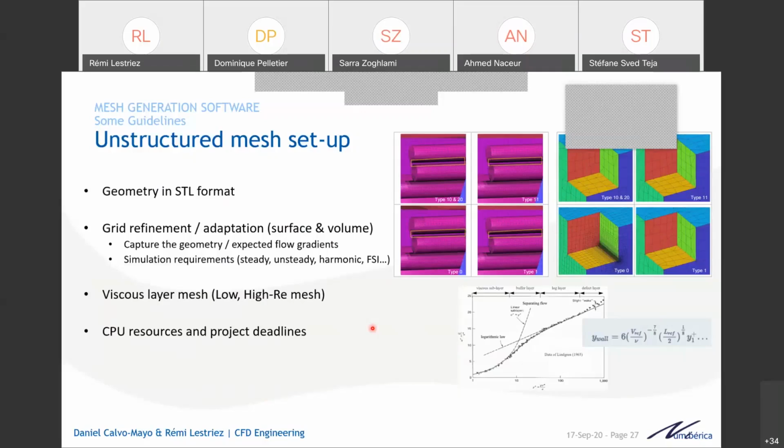Then you will define your refinement, your adaptation on surface and volume, and Daniel is going to show you that, to capture the geometry and to refine where you expect gradients. It also depends on your simulation, on what you are going to do. Then again, we have the viscous layer mesh, and it is still important to consider your resources and project deadline, so you might have to change your simulation and what you want to do.